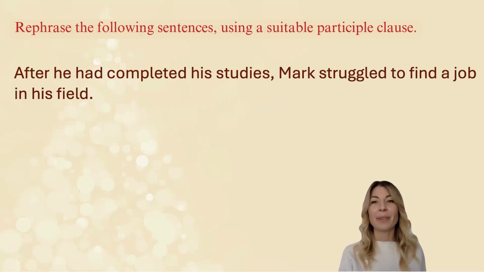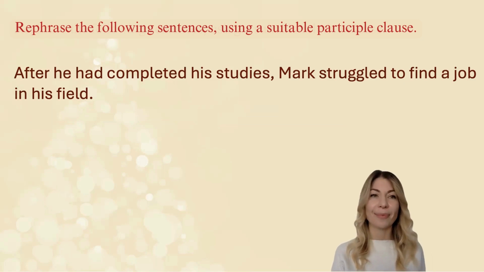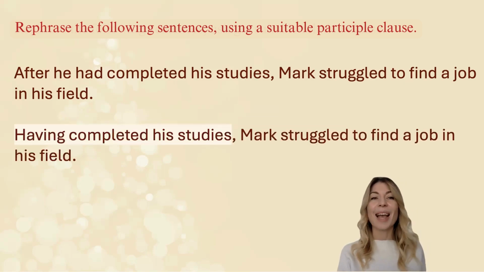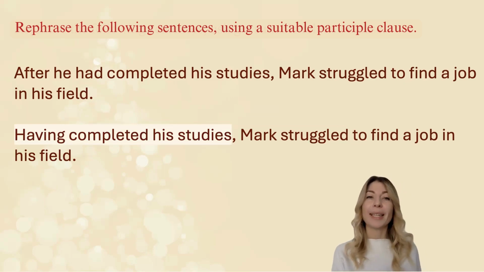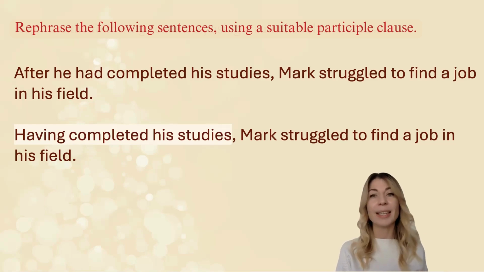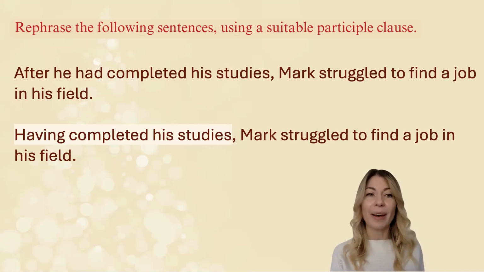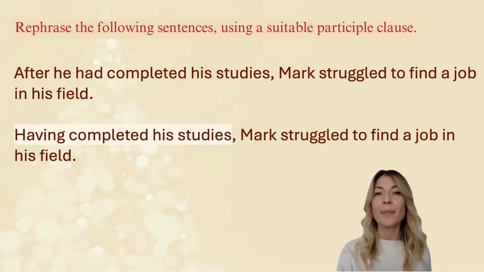All right. Let's have a look at another one. After he had completed his studies, Mark struggled to find a job in his field. All right. Let's check what you have. Having completed his studies, Mark struggled to find a job in his field. This is the perfect participle active because we can see two actions and one happened before another action in the past. First, he had completed his studies and then he struggled to find a job. Therefore, we have to use this form, having completed his studies.